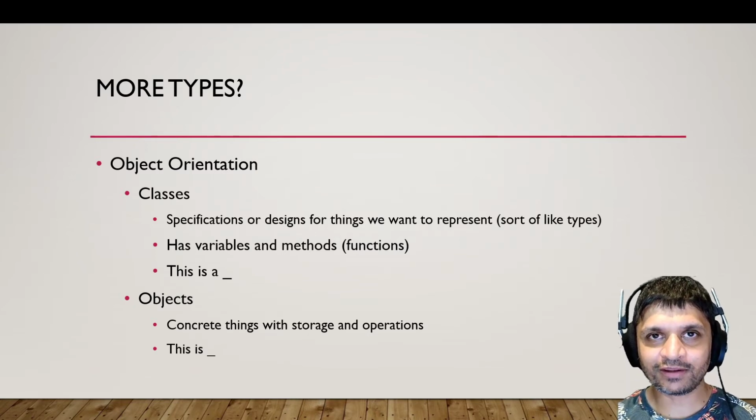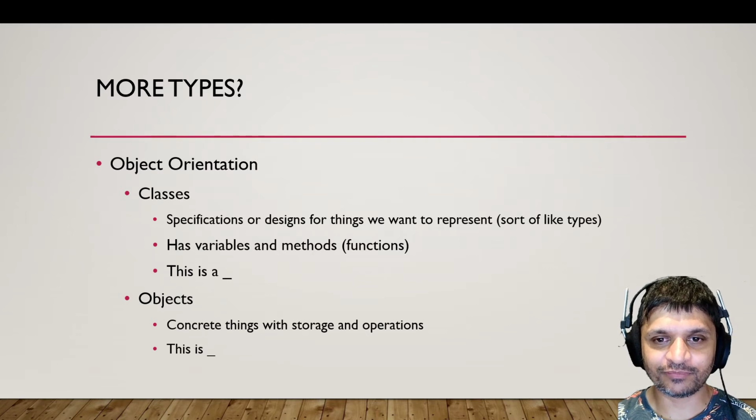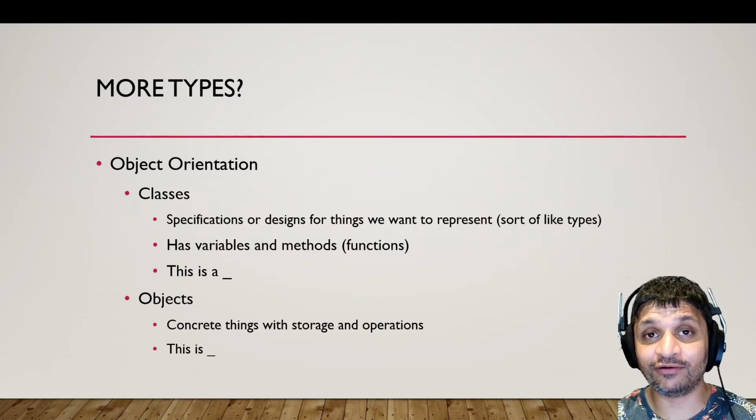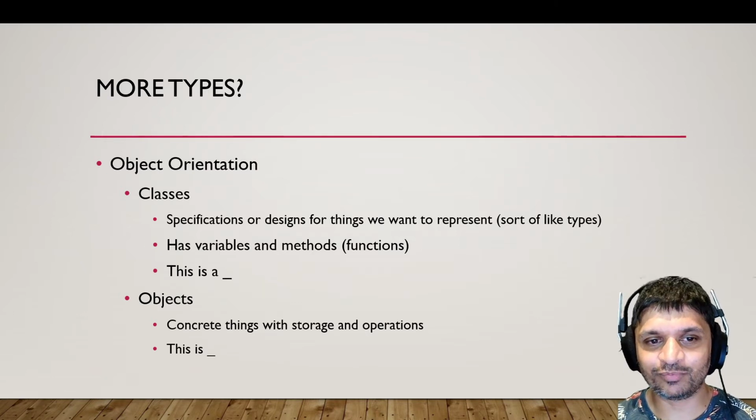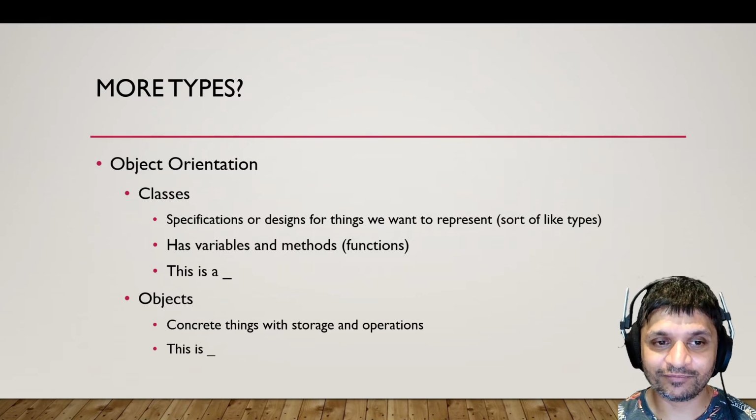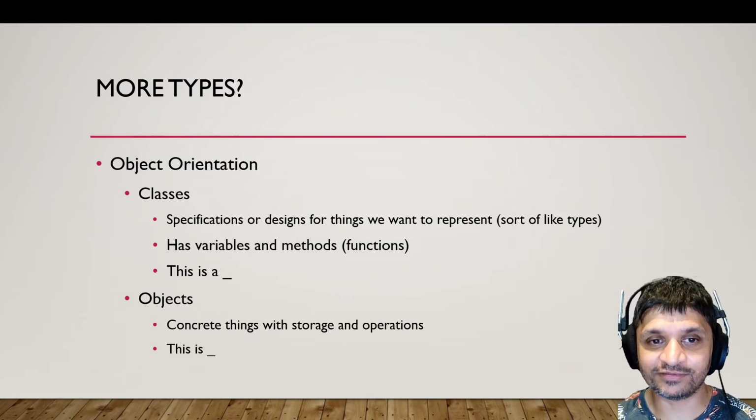And in object orientation, there's two very important terms that I want to define here. One is a class, and a class is like a specification or a design for something, right? So it's sort of like a type. So if you had a car game, you might have a class for a car, so that there's a type car or a type track or something, right? So those are called classes.